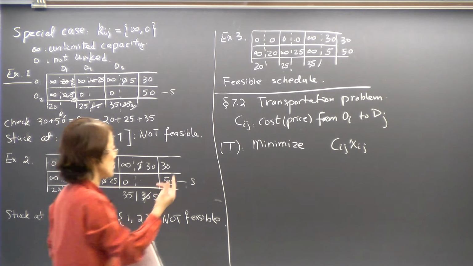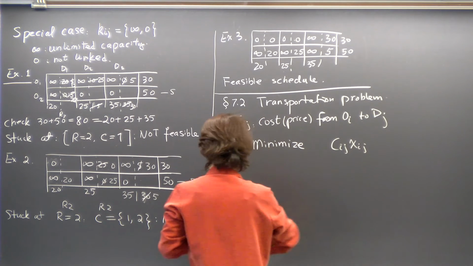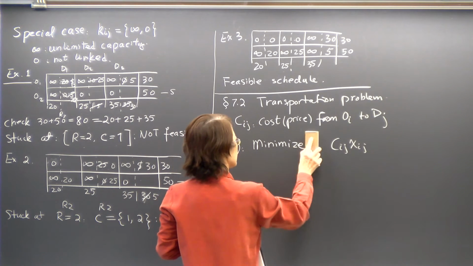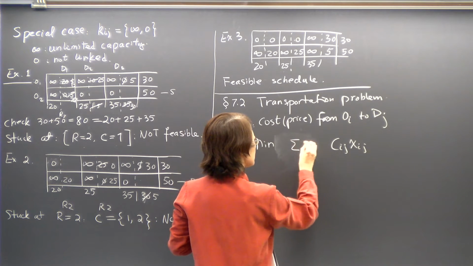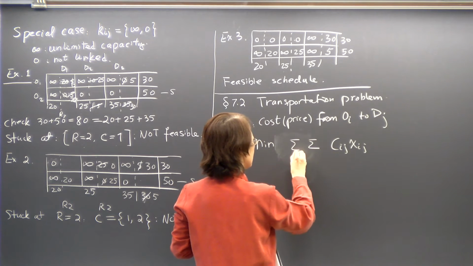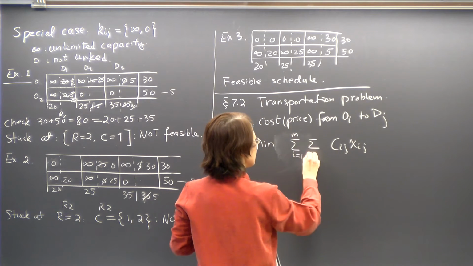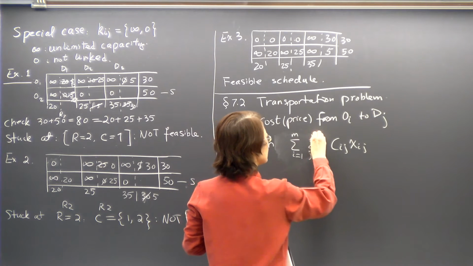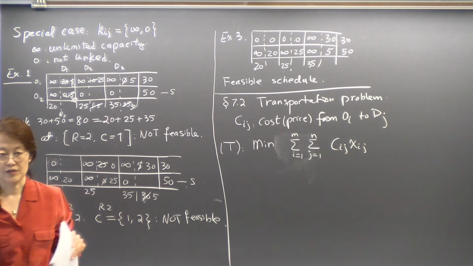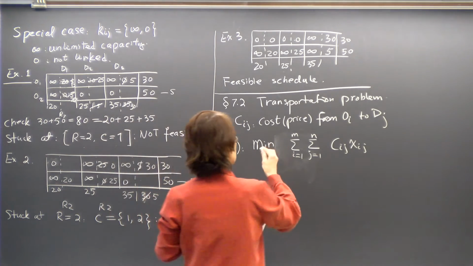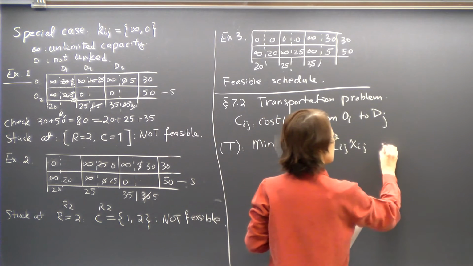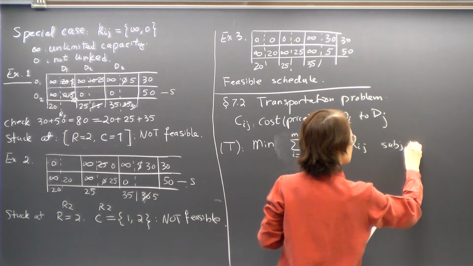Let me write minimize. I have to do the double summation. I need to sum over all i's from 1 to m and sum over all j's from 1 to n. You add all of these numbers up. So that's that, and then subject to.